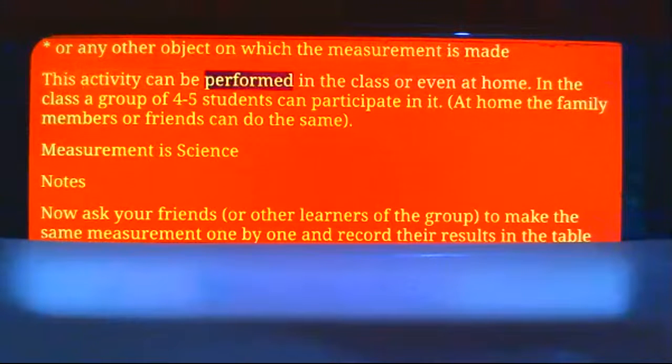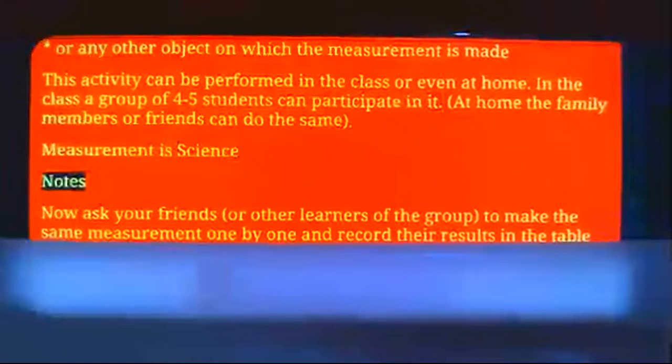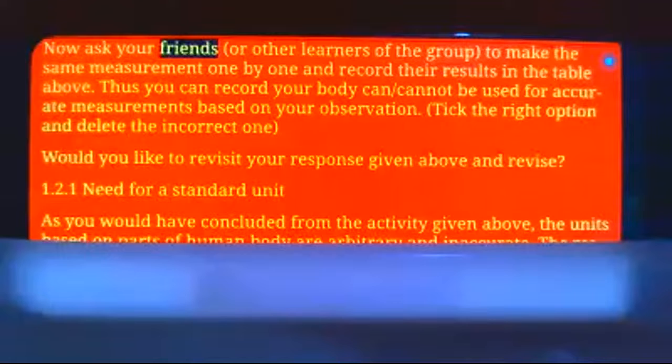This activity can be performed in the class or even at home. In the class, a group of 4 to 5 students can participate in it. At home, family members or friends can do the same. The group makes the same measurement one by one and records their results in the table above. Thus, you can conclude whether your body can be used for accurate measurements based on your observation. Take the right option and delete the incorrect one. Would you like to revisit your response given above and revise?